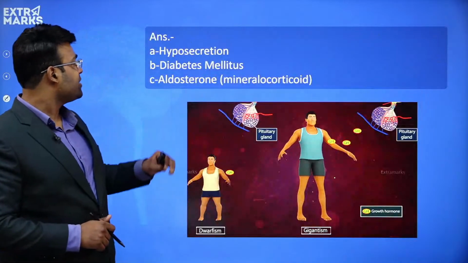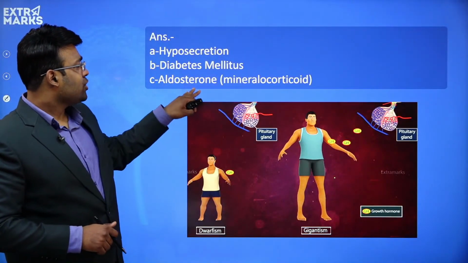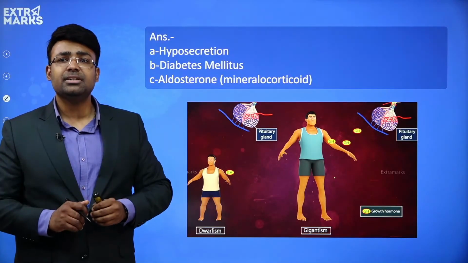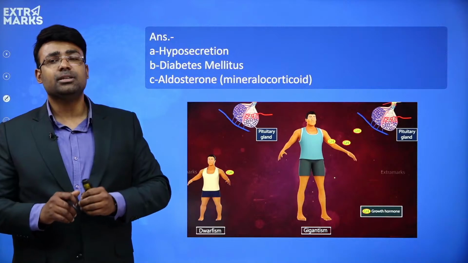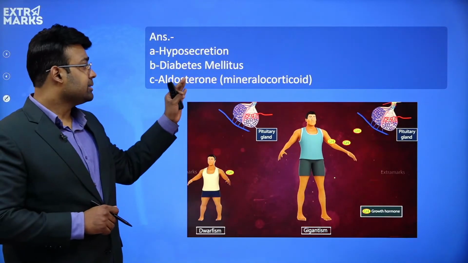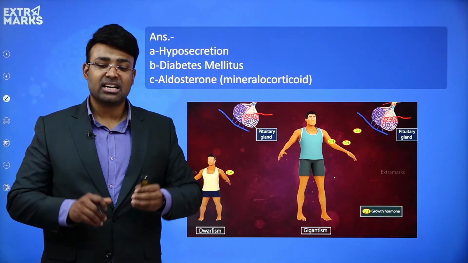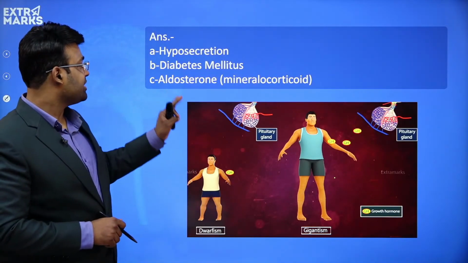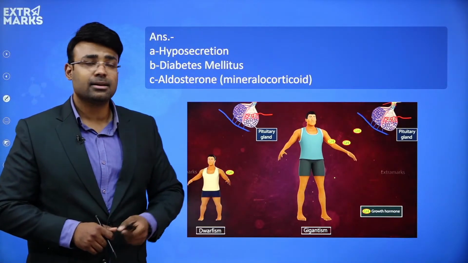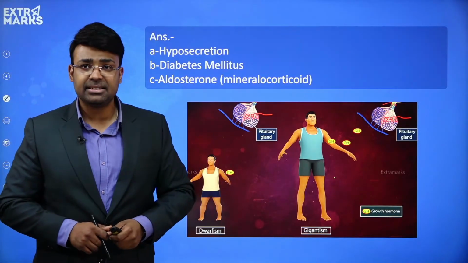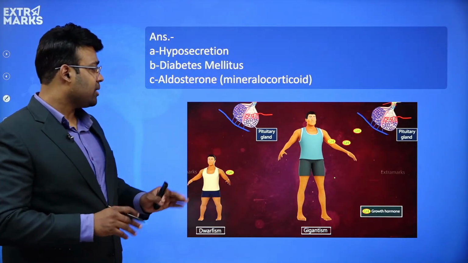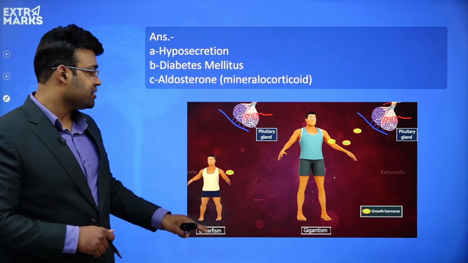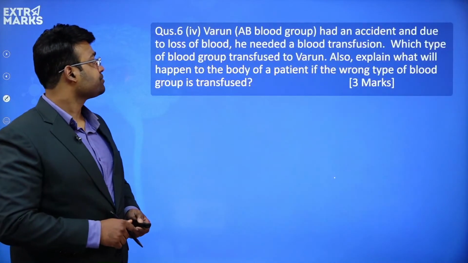So here you can see, everyone, aldosterone is a mineralocorticoid, and because of its undersecretion, the body is unable to maintain the salt and ionic balance. Clear? So this is about the various hormones, and insulin lack leads to diabetes mellitus. All right. And here is an example of gigantism and dwarfism. Clear? Okay, let's move on.